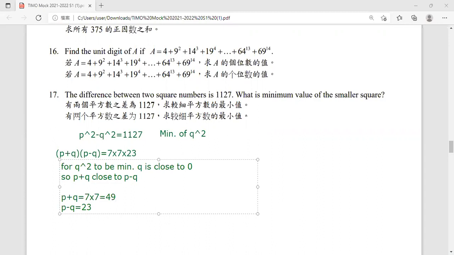And then we will find Q, which is equal to 49 minus 23, and then divide by 2. Which is 13. And then minimum Q squared is 169. It's just that. So the answer is 169.